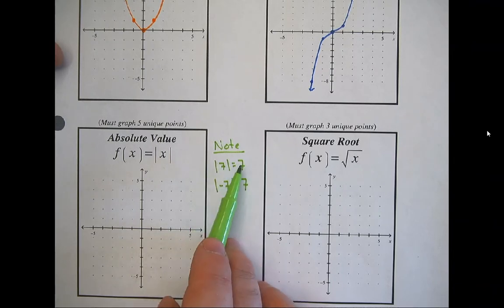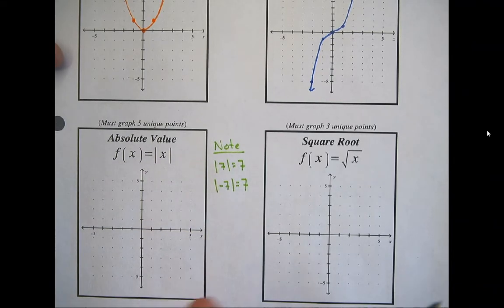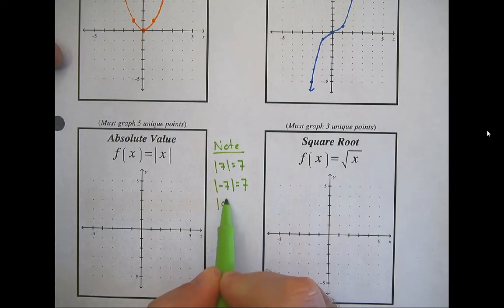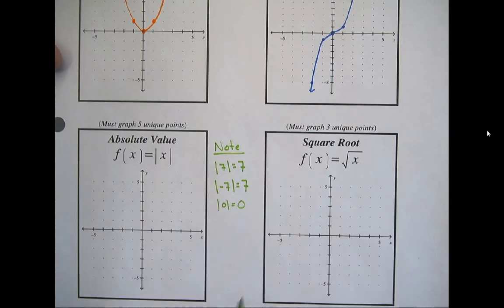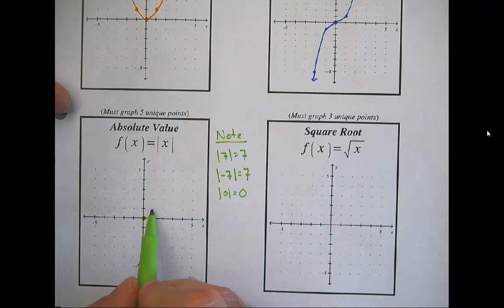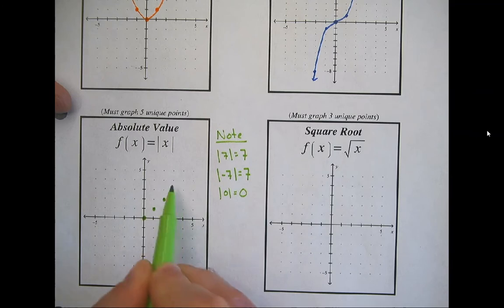If it's already positive, it stays the same. It doesn't switch the signs. It just leaves everything positive. So absolute value of 7 is 7. Absolute value of negative 7 is 7. Absolute value of 0 is 0. So we can start our graph off at 0. Then I'm going to move over 1. What's the absolute value of 1? 1. What's the absolute value of 2? 2. 3, 3, 4, 4.